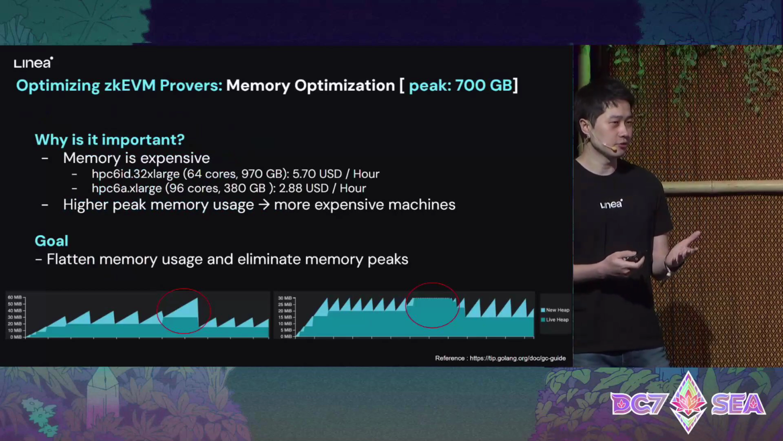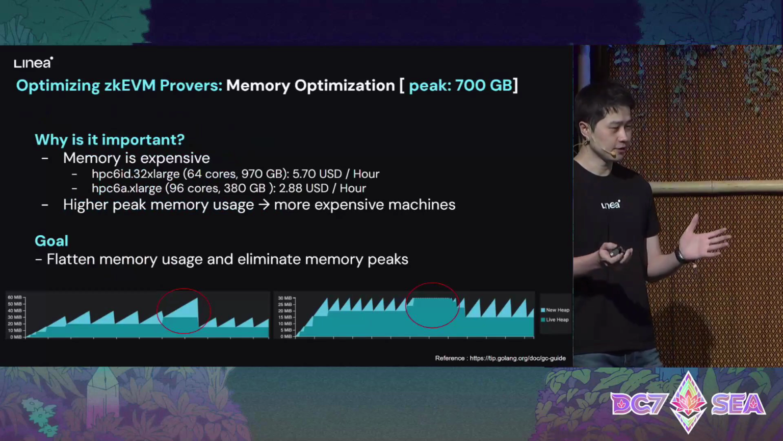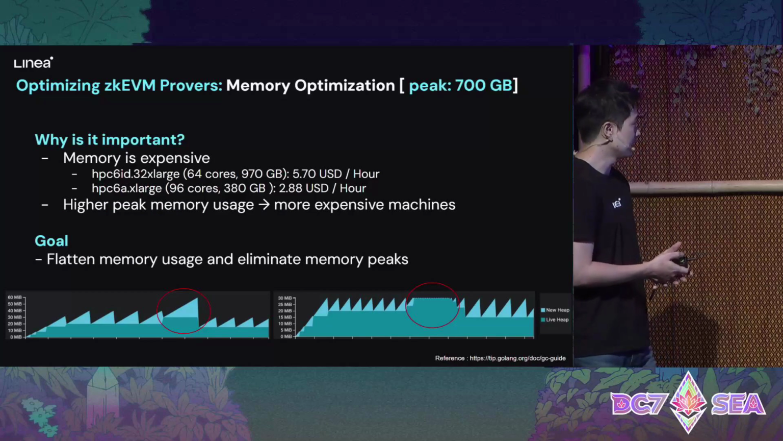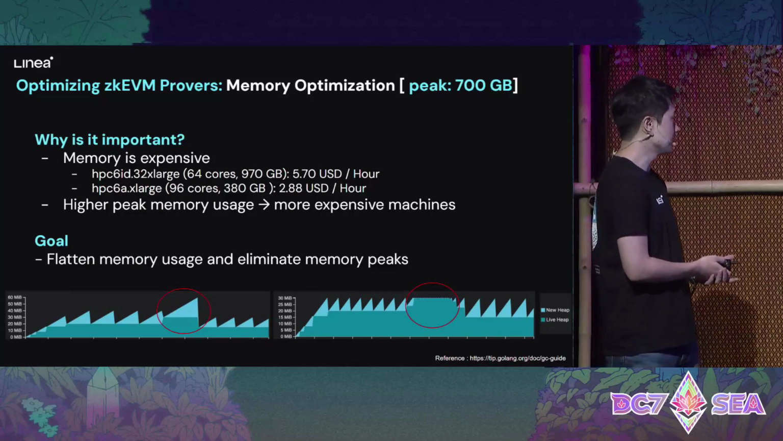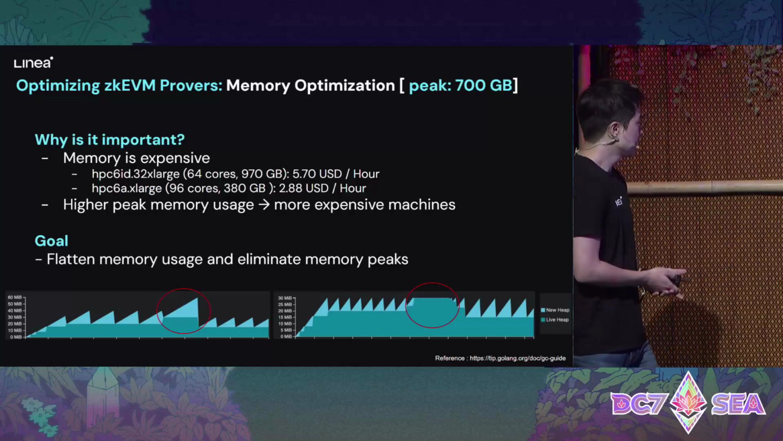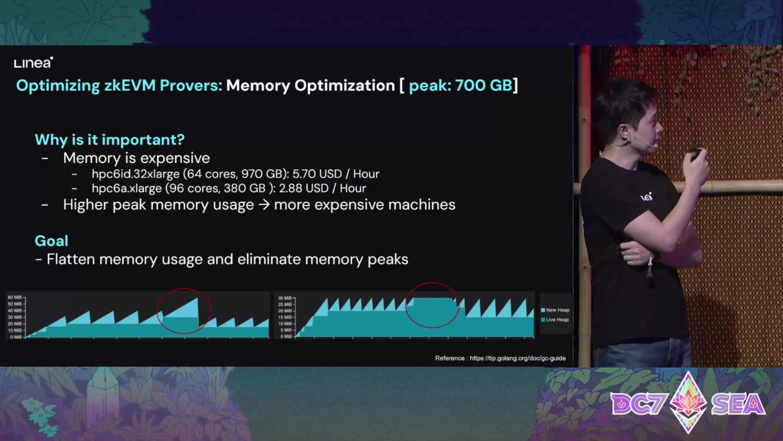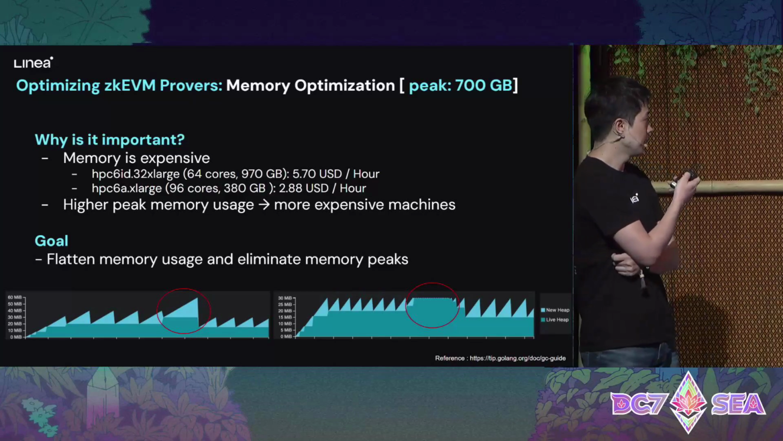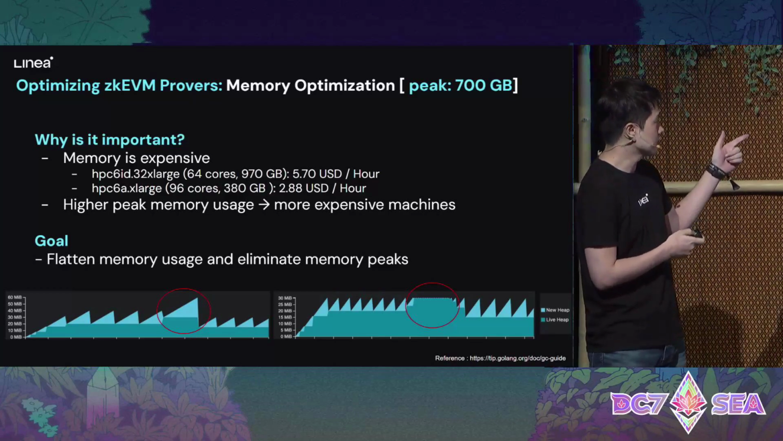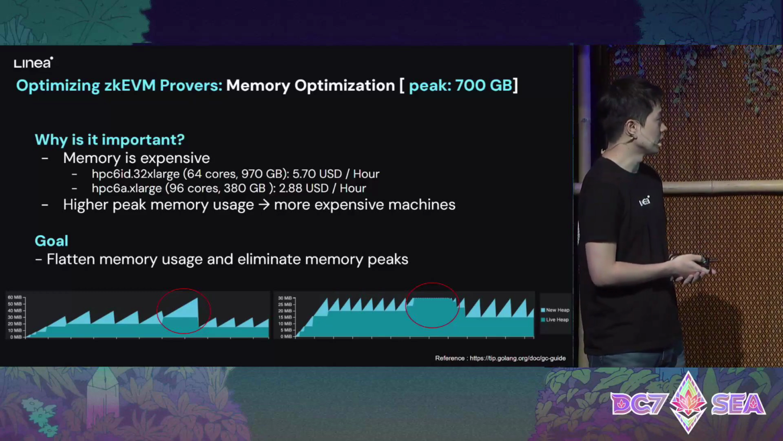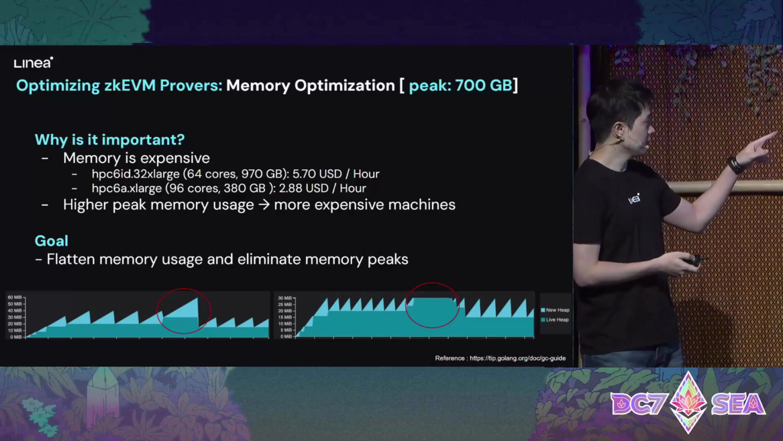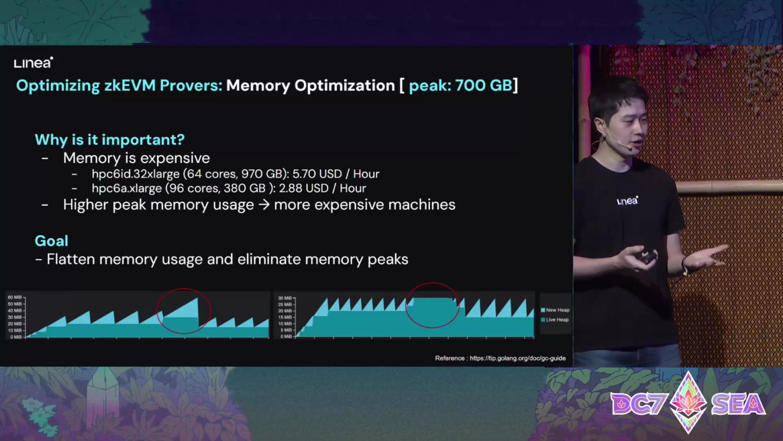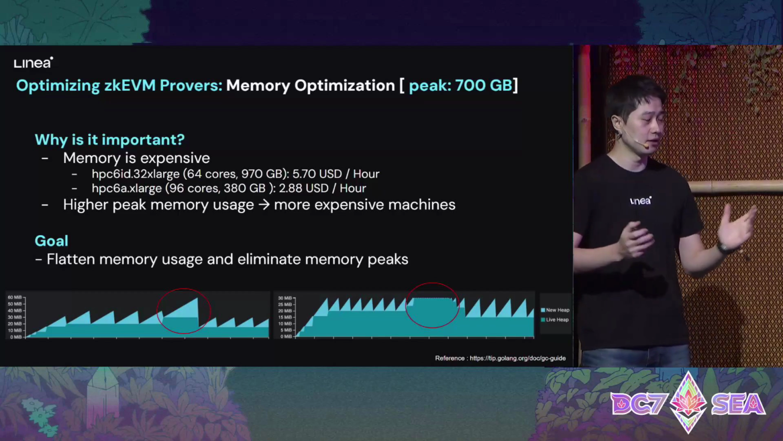Actually, more than CPU, memory optimization is more important because in most cloud services, memory is more expensive than CPU. For example, you can see that our peak memory usage was 700 gigabytes. So we had to use a machine with 970 gigabytes, which is very expensive. But when we can move from this one to the other one with 380 gigabytes, we can save a lot of money.